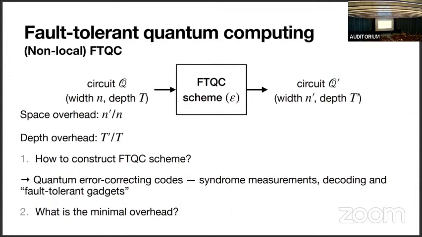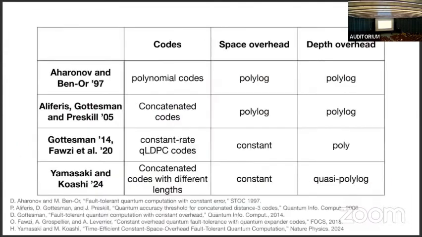And in this setup, you can ask questions like space overhead or depth or time overhead, which is the ratio of input and output circuits. There are some known fault-tolerant quantum computation schemes, which were also introduced in the previous talk. I listed some of them, and you can see the table of space overhead and depth overhead. I didn't notice that recently there was improvement with the quantum LDPC code with constant rate. It was mentioned in the last talk that depth overhead has decreased to polylog by Tamiya and other people.